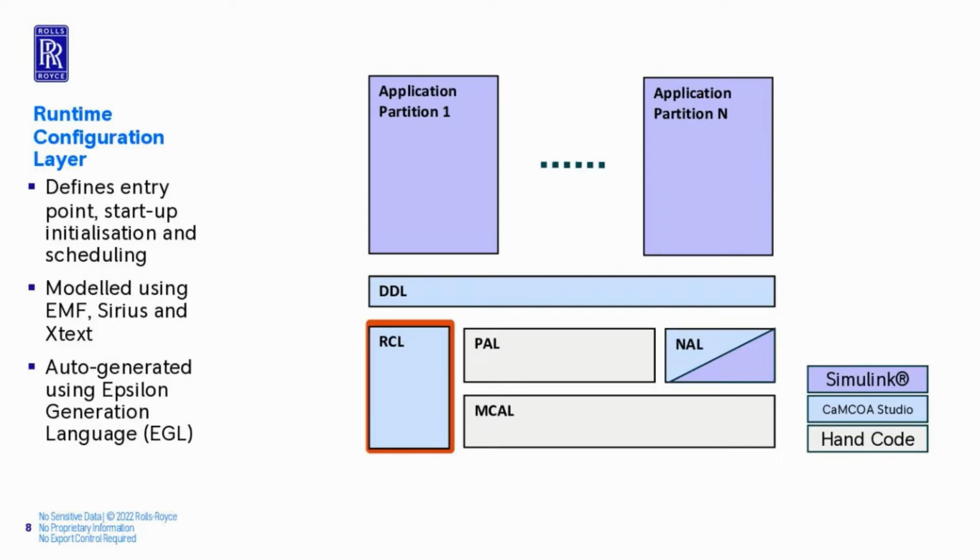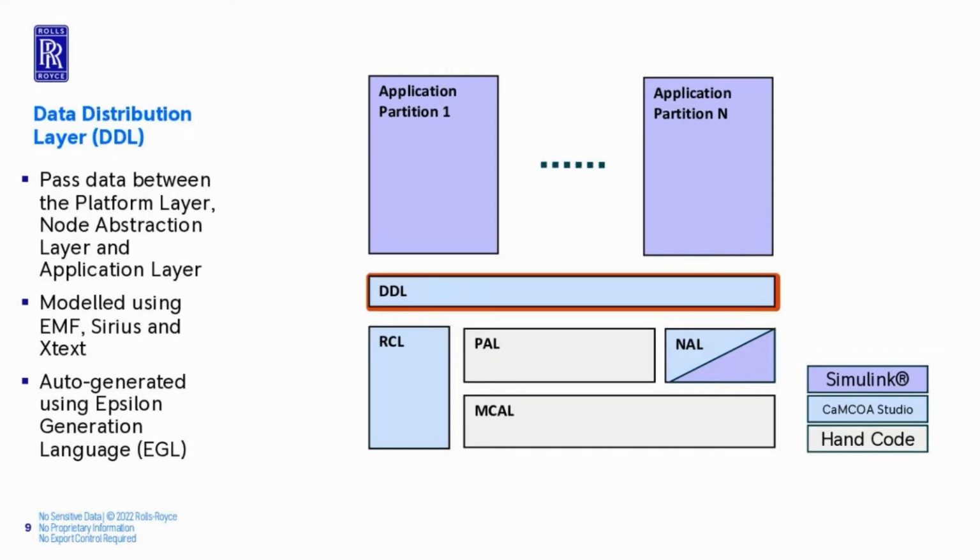Next, we have the configuration layer, which defines all the code required to start, set up, and schedule the system. This layer is modeled within CaMCOA Studio, and all of the code is automatically generated using the Epsilon generation language, EGL. The data distribution layer is responsible for passing data between the application layer, the platform layer, and the node abstraction layer, and also inter-application communication. Again, this is modeled in CaMCOA Studio and automatically generated using the Epsilon generation language.